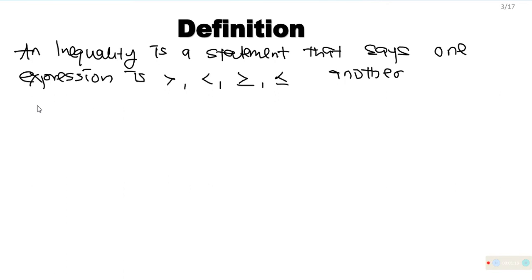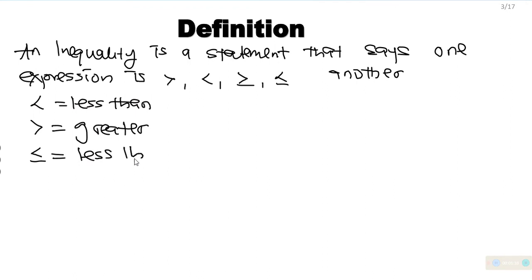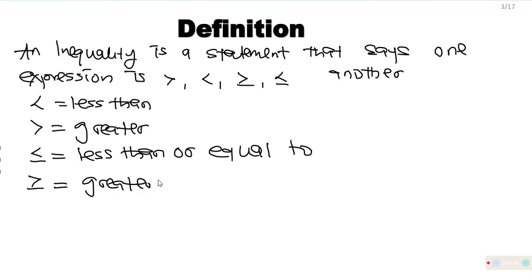Where this symbol is called less than, and this one is called greater than, or strictly greater than. This is strictly less than, and this is less than or equal to, and this symbol is known as greater than or equal to. So these are the basic inequality symbols, and our inequality statement says one expression is greater than, less than, greater than or equal to, less than or equal to another.